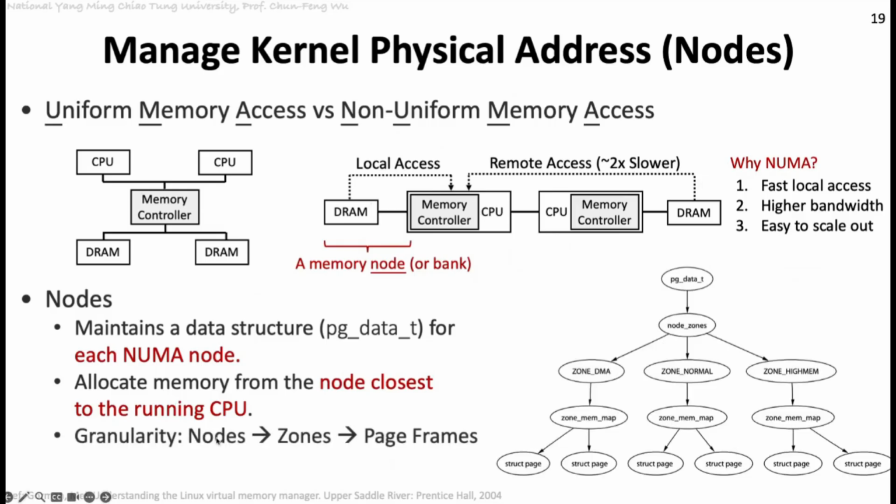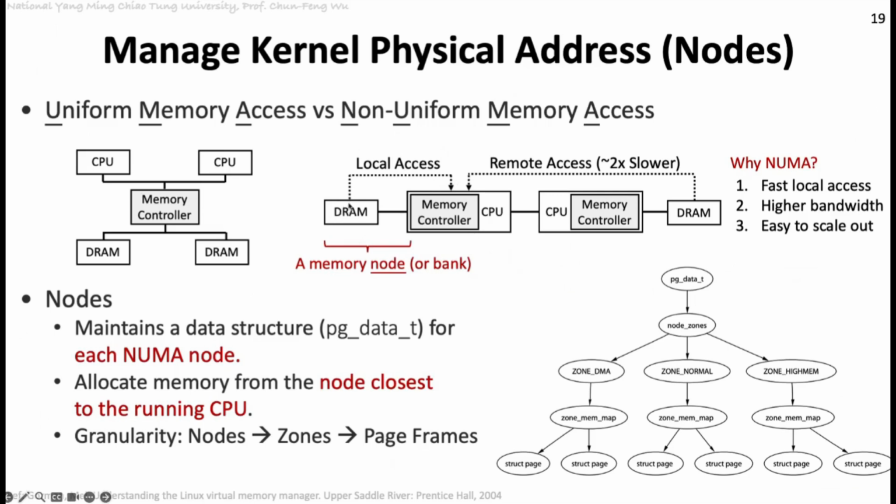Okay, so let me give you an overview of the relationship between nodes, zones, and page frames. Nodes will be at the very top tier, because for each node we need to allocate the DRAM nearest to it. Okay, so for example, for this node, we will allocate this DRAM.